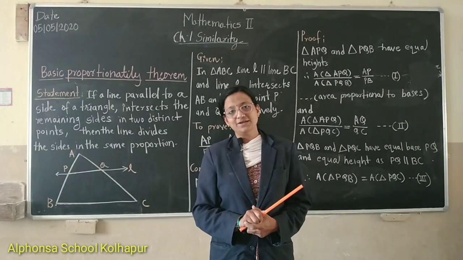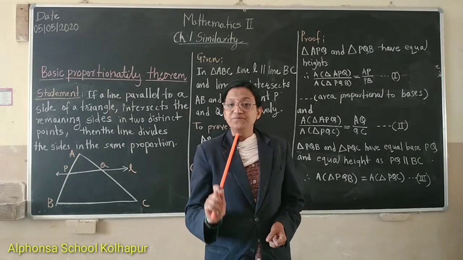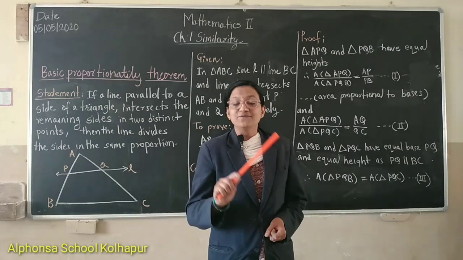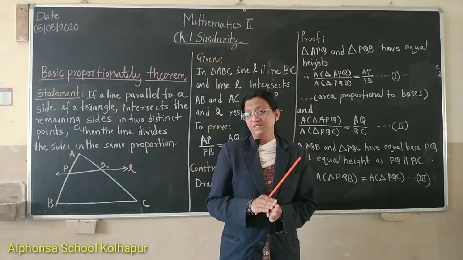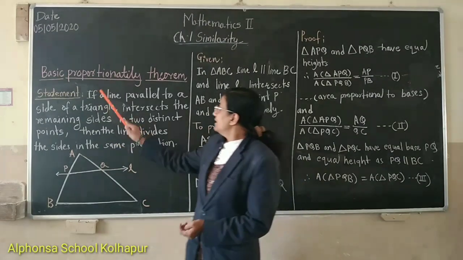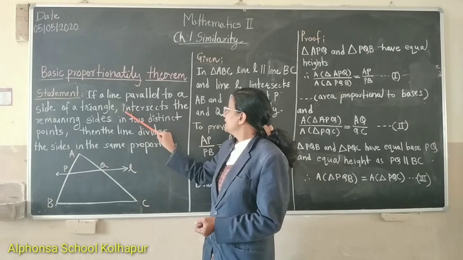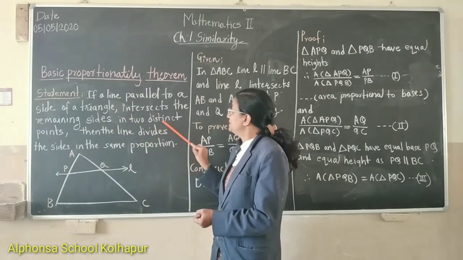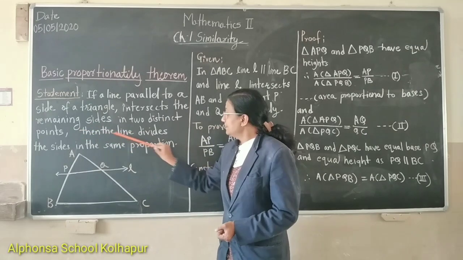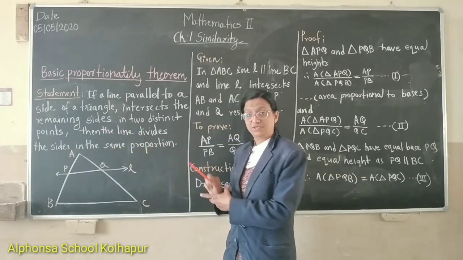Hello everyone. Today we are going to study the first theorem of the first lesson of Mathematics 2. The statement of the theorem is: if a line parallel to a side of a triangle intersects the remaining sides in two distinct points, then the line divides the sides in the same proportion.